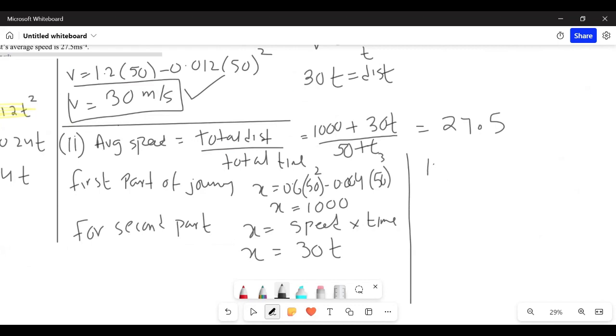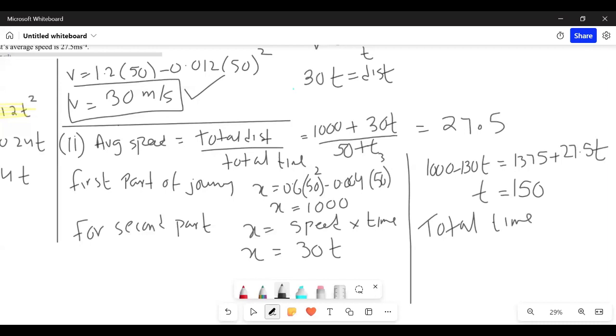Okay, so let's do that. 1000 plus 30t is equal to 27.5 into 50, which is 1375 plus 27.5t. Solving this, we get time equals 150, and this is the time for the second part of the journey. The first part was 50, so total time is 50 plus 150, which gives 200. So the answer is 200 seconds.